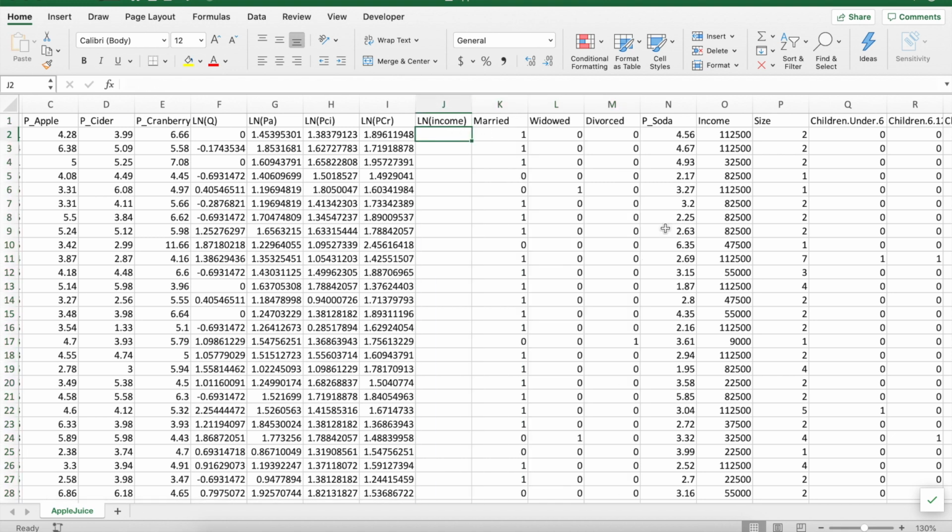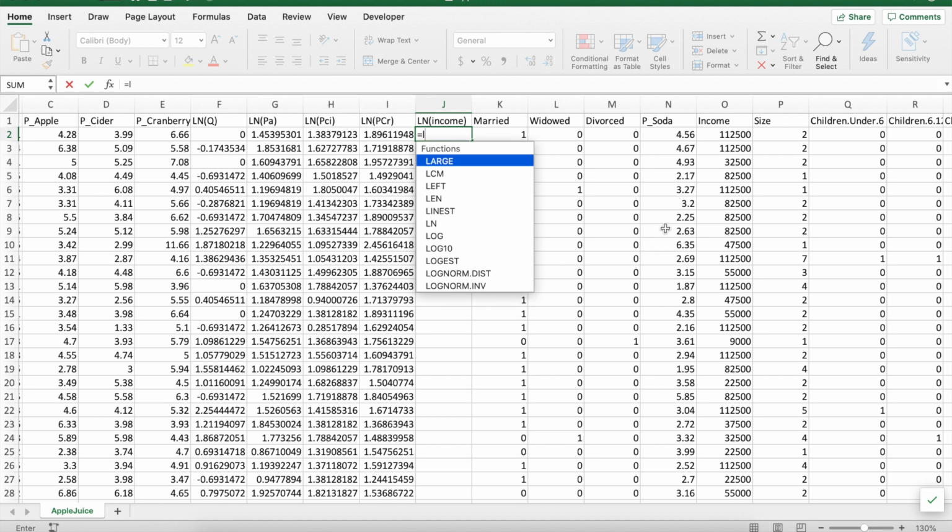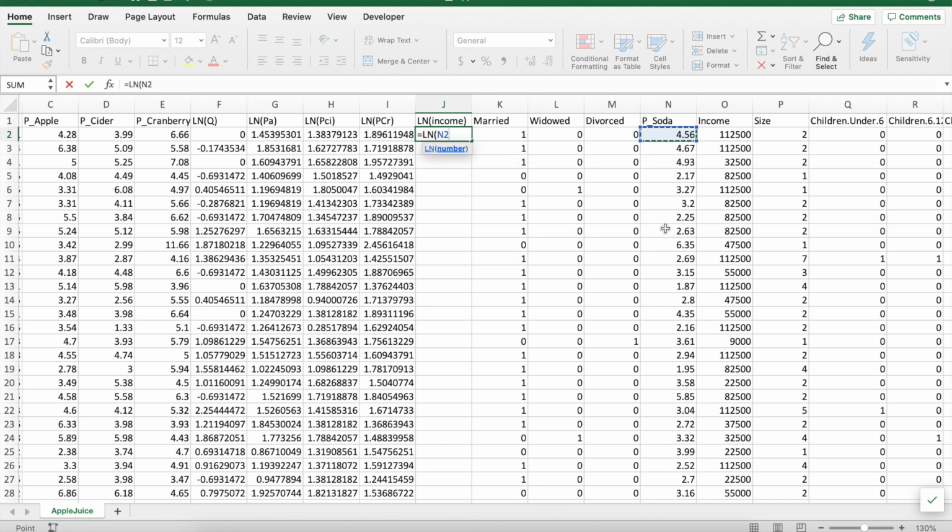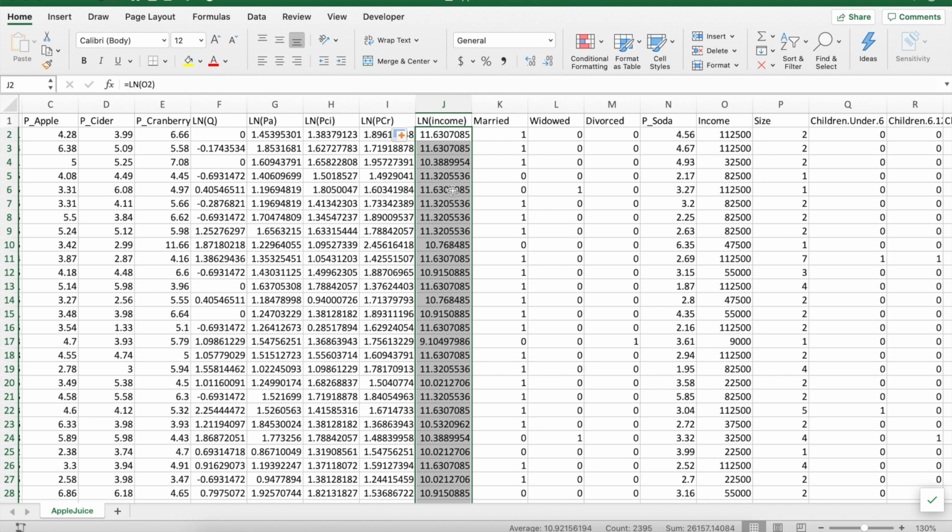And for the natural log of income, we need to create this. It is going to be equal to ln of income, way over here. Okay. And copy that for the rest of the column. And there we go. We have all of our data that we need. Natural log of quantity demanded of apple juice as a function of the log of the price of apple juice, log of the price of cider, log of the price of cranberry juice, log of income, and then these 3 marital dummy variables. So we're good to go. We're ready to run the regression.